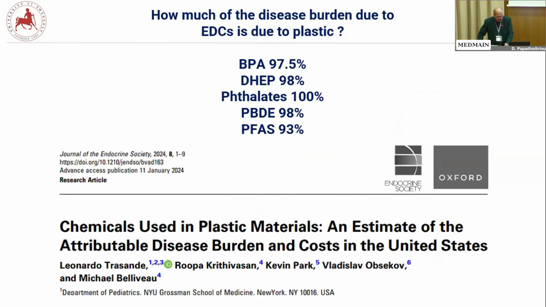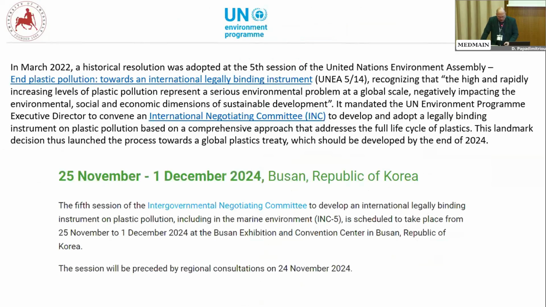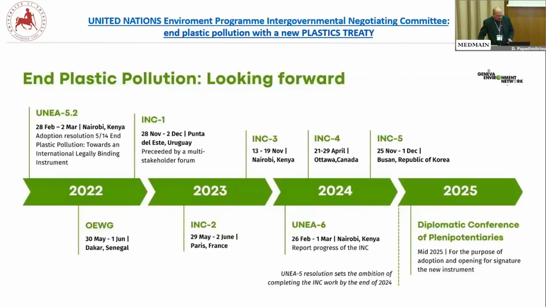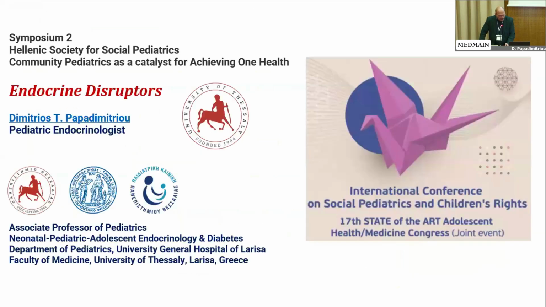How much of the disease burden due to endocrine disruptors is due to plastic? Almost everything. As we can see, for BPA, it's 97.5%, DEHP 98%, phthalates 100%, PBDE 98%, the PFAS 93%. The good thing is that there is a UN initiative to end plastic pollution. By the end of the year, there will be a new meeting, hopefully the last one, which will take place in Korea. And we hope that this will lead to a new plastics treaty, which governments all over the world in the UN will sign and will implement to protect children from endocrine disruptors.